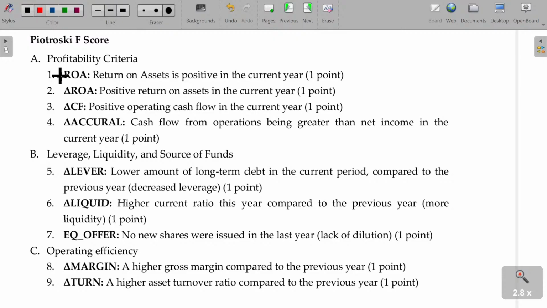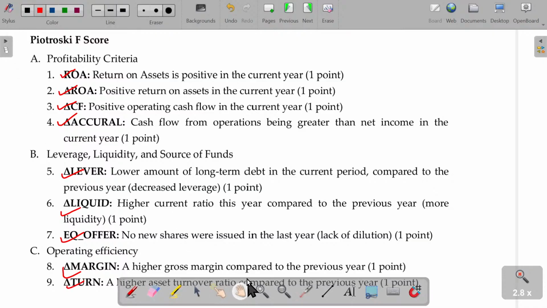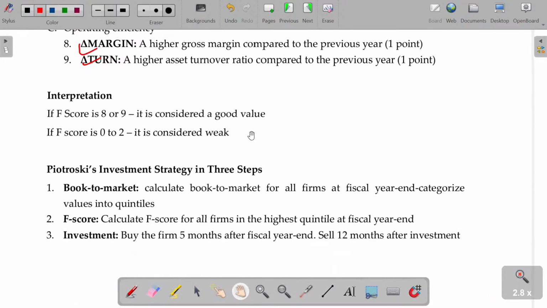So one is profitability criteria: ROA, and change in ROA, change in cash flow, change in accrual. And leverage, liquidity, equity shares, margin and turnover. So these are the 9 factors in Piotroski. Interpretation. F score should be 8 or 9 so that it will be a good value company. And if the Z score is anywhere between 0 to 2, it is considered a weak company, don't invest here.